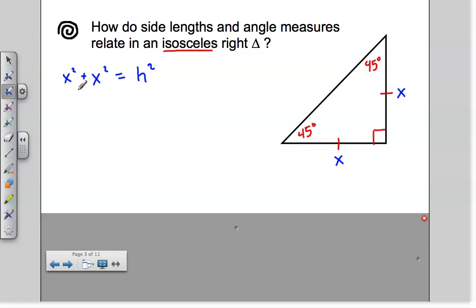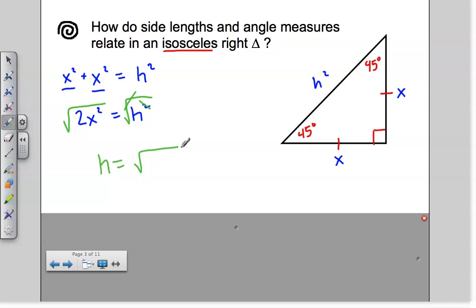Now, in this case, I can combine these like terms. x squared plus x squared is a total of 2x squared. And that equals whatever the hypotenuse is squared. Again, just using Pythagorean theorem. What I'm trying to do is figure out what could I call h relative to x, because then knowing these sides would mean I would know the hypotenuse. And the only step I have to do yet is undo squared on the hypotenuse there by taking square root of both sides here. So what does h equal? I have square root of 2x squared.